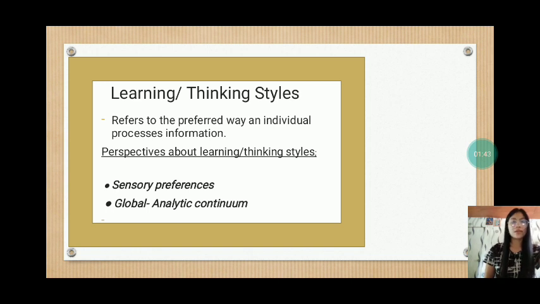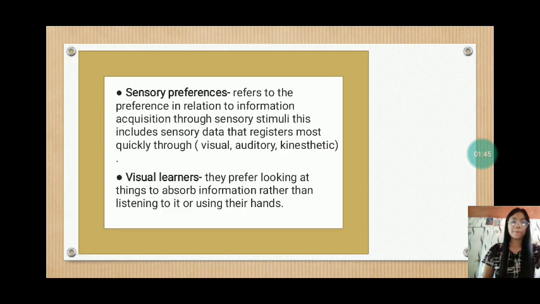So what is sensory preferences? It refers to the preference in relation to information acquisition through sensory stimuli. This includes sensory data that registers most quickly through visual, auditory, and kinesthetic. From the word sensory, we have here visual, which is the sense of sight. Auditory is the sense of hearing, and kinesthetic is the sense of touching.